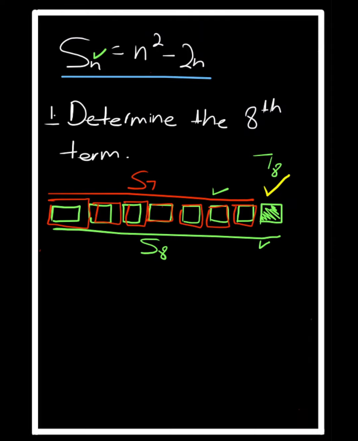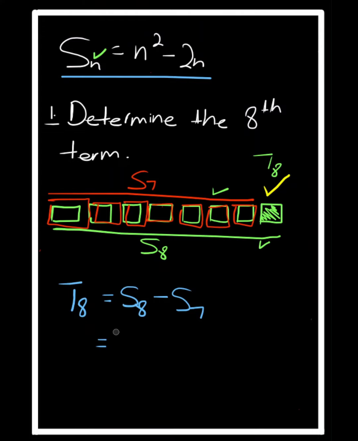So let's really develop a formula for that. We're saying term number 8 is given by the sum of all the green, which is the sum of the first 8 terms, minus the sum of all the red, which will be the sum of 7. So we can just simplify that, substitute that into the formula, and see what we get.